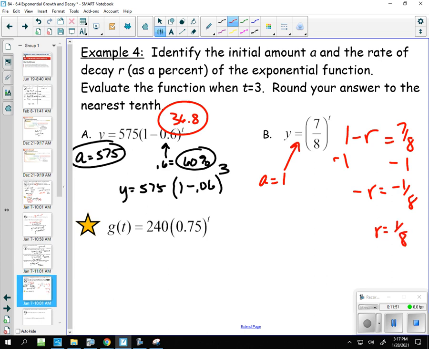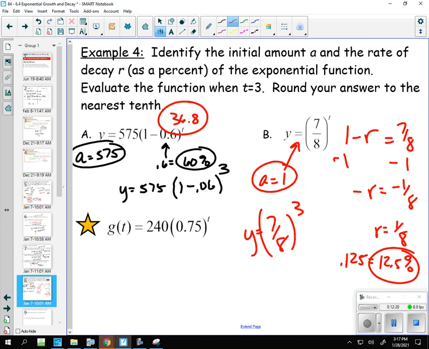Now, they want it as a percent, so I'm going to have to turn this into a decimal. I'm going to turn the fraction into a decimal, and then turn the decimal into a percent. So 1/8 as a decimal is 0.125, which gets me 12.5%. So there's my rate, here's my initial value, and now they want me to actually put 3 in for t.